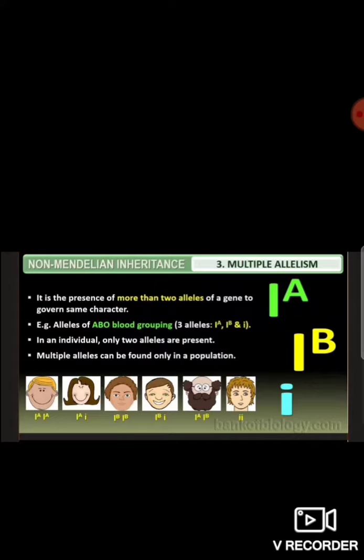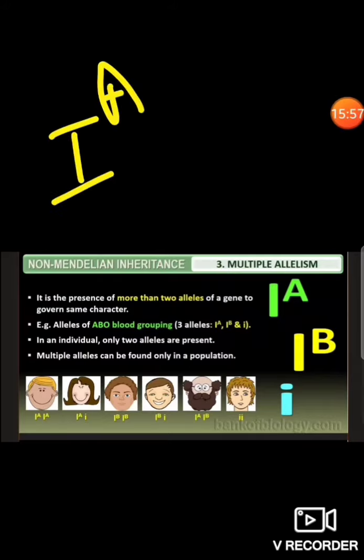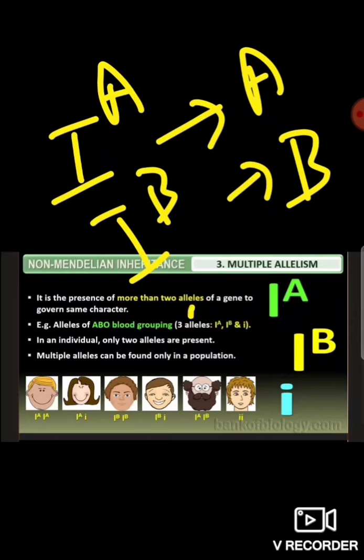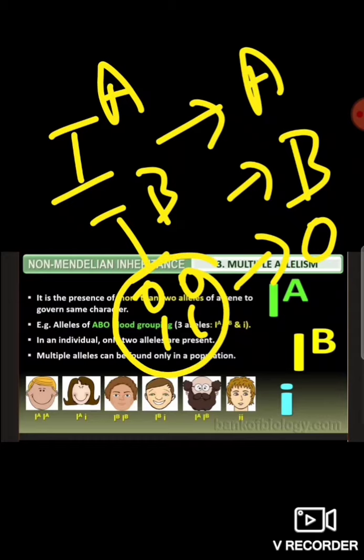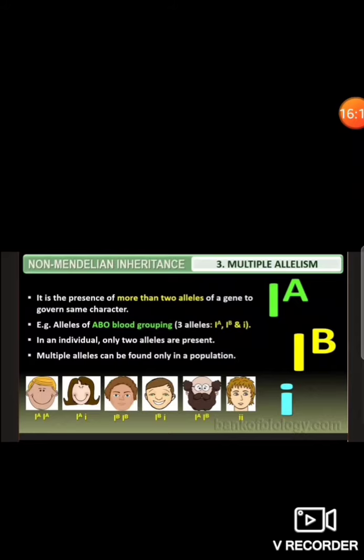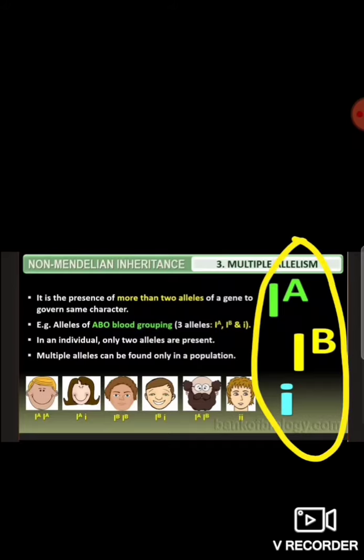And again, one allele will be a recessive allele which will express O. So if it is IA, then it will be A. If it is IB, then it is B blood group. But if it is small i, then it will be O blood group. Small i is recessive in nature. So when it is present as small i, then it will be O blood group. Blood group is one character. So for one character, there are three alleles involved. If it is more than two alleles, then we call it multiple alleles.